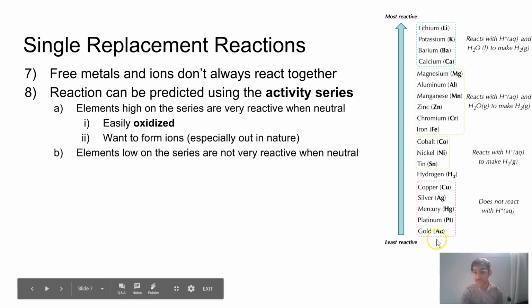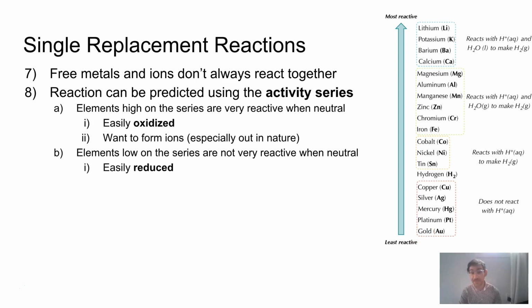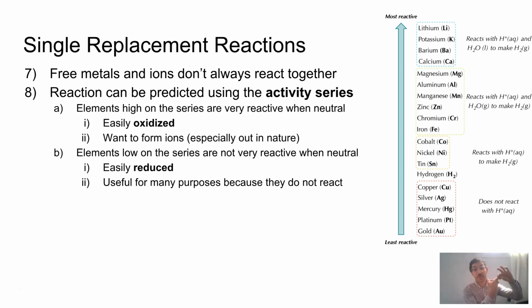Now, the elements low on the series are not very reactive when they're neutral. And this is really cool. I should say that they're more easily reduced, but they're very useful because they're not very reactive. You may notice that some precious metals, silver, platinum, and gold, are down there. Those precious metals are in this list because they don't react. They're good for us to wear if you want to wear a metal because they will not react with your skin and your body.